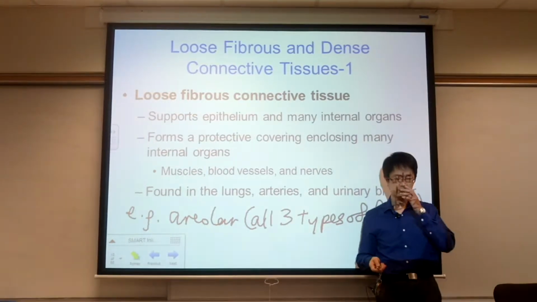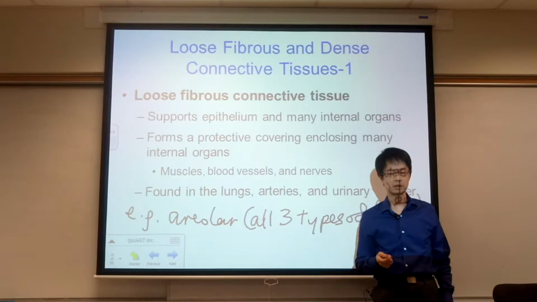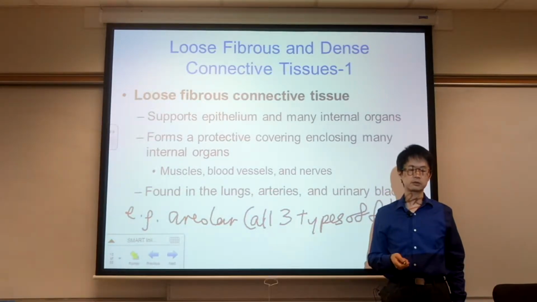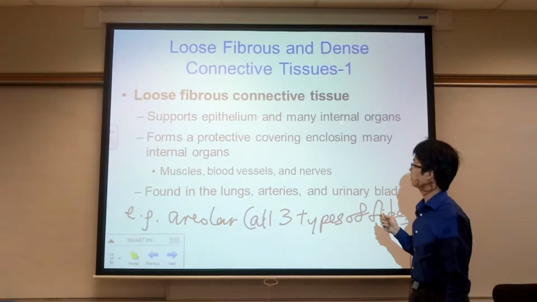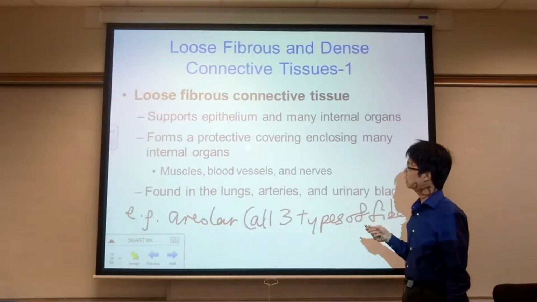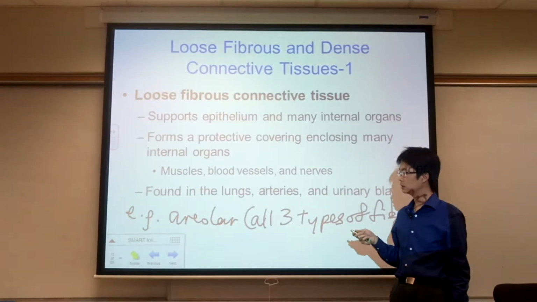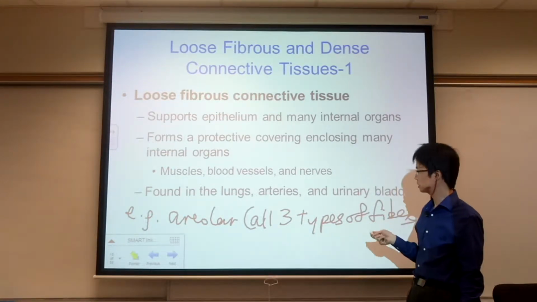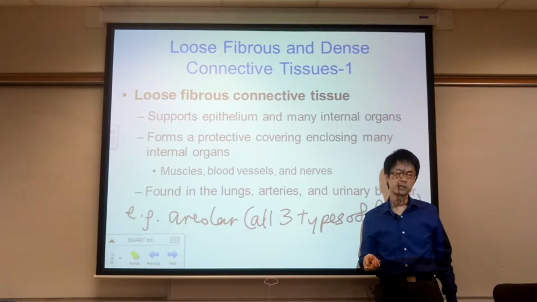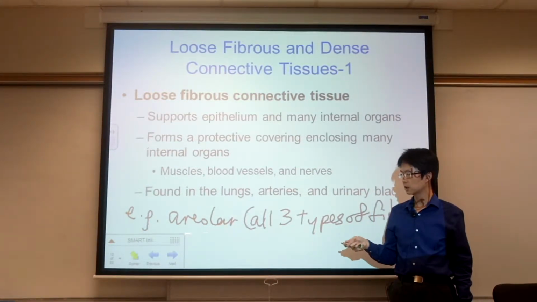Okay, loose fibrous connective tissues. Loose fibrous connective tissues is the first type of connective tissue we're going to talk about. They support epithelium and many other internal organs. They form protective covering. You can find them in basically almost all types of organs: muscle, blood vessels, nerve, lungs, artery, urinary bladder. And an example of this loose fibrous connective tissue, we call it areolar.